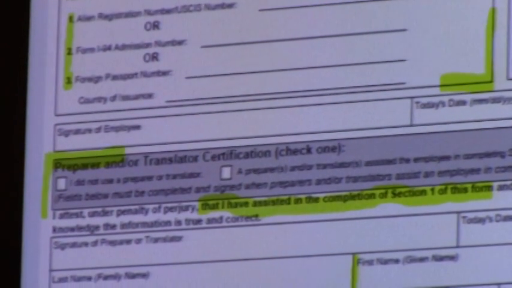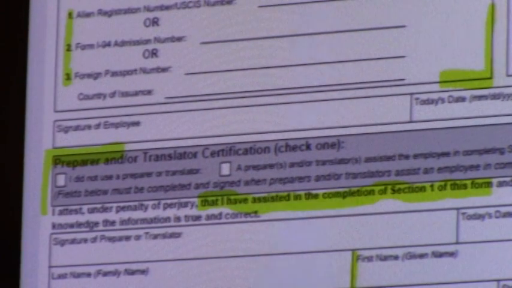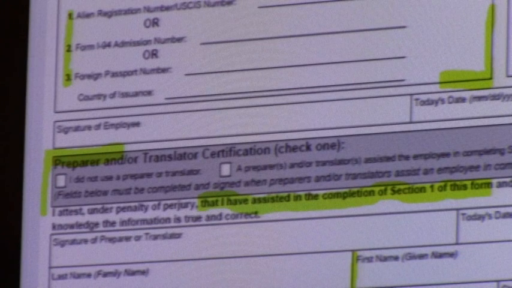And the last part here is a section that they have improved. We had it before where it was for the translator or the preparer of the form in case there was one helping the employee complete part 1. So what they've done here is now the employee must check one of 2 boxes. One box says, I didn't use any help or interpreters, and the other one says, yes, I did use one, and the interpreter must complete the following information.